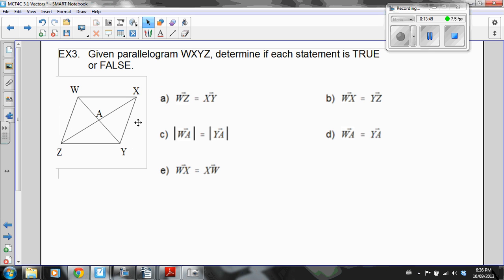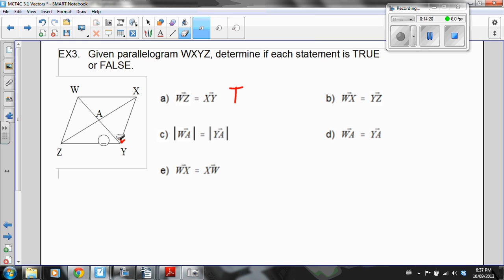We've got a parallelogram. Parallelogram means opposite sides are equal and parallel, right? So there's some vector stuff going on here. We're just supposed to say whether it's true or false. WZ is equal to XY. So WZ pointed this way is equal to XY. That's true. Those two vectors are parallel, so they have the same direction, and they're equal because it's a parallelogram. Those two vectors are equal.